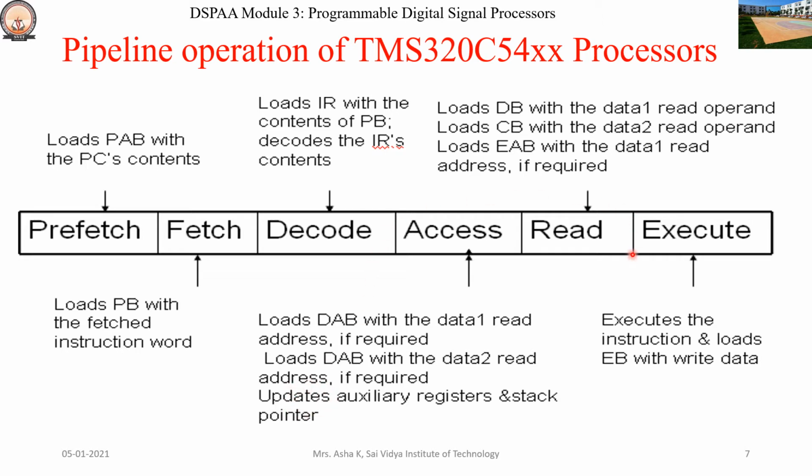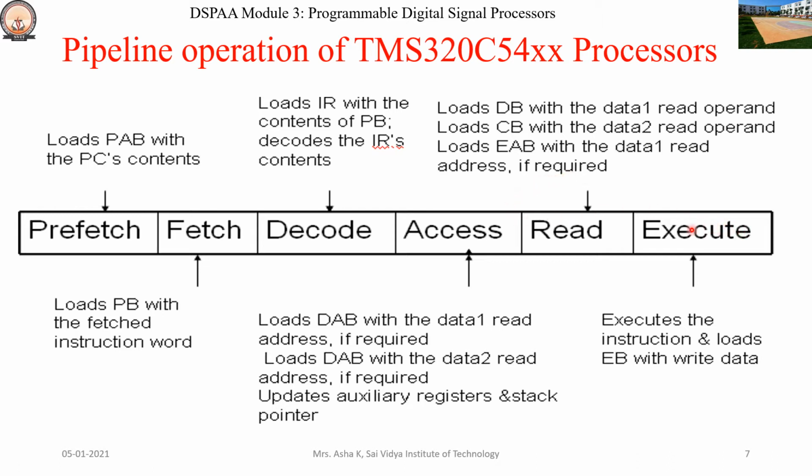The fifth phase in the pipeline operation of the TMS320C54XX processor is the read phase. In the read phase, it loads the DB data bus and CB data bus with the data 1 and data 2 read operands respectively. It also loads the EAB, that is the address bus, with the data 1 read address if required.